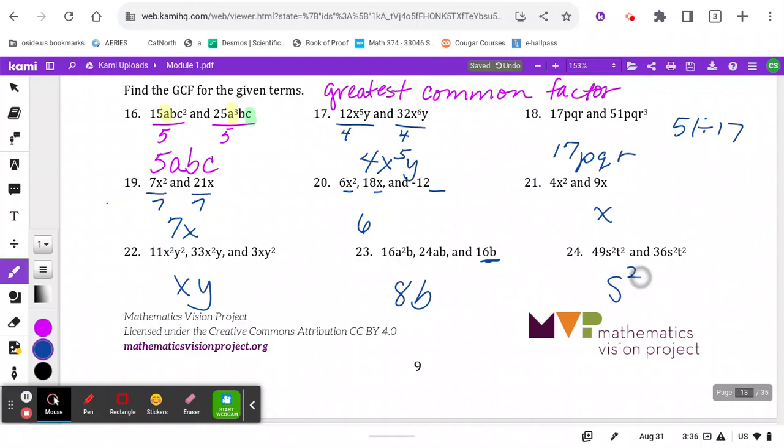S squared, there's 2 in both. T squared, there's 2 in both. So that's in common. That's it. Those are my answers. Those are the greatest common factors.